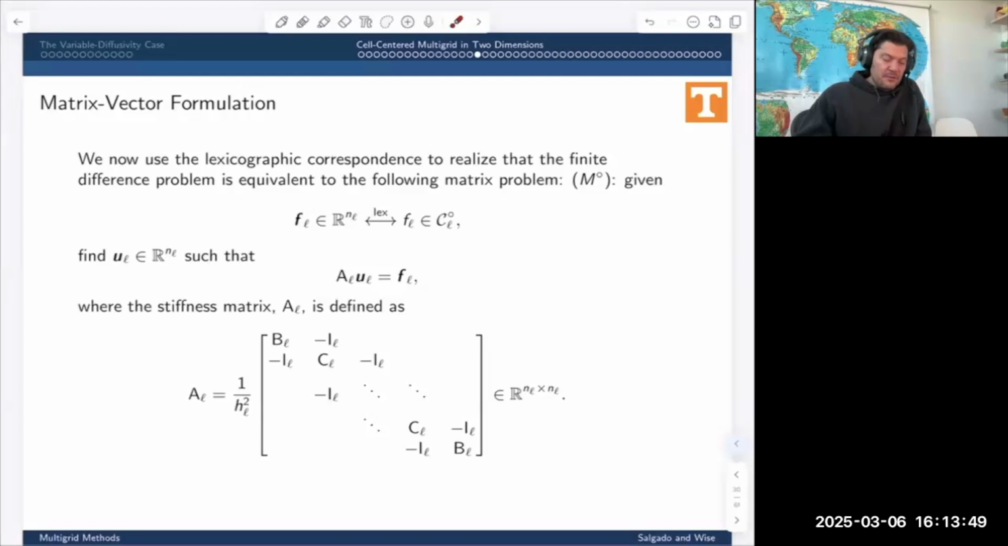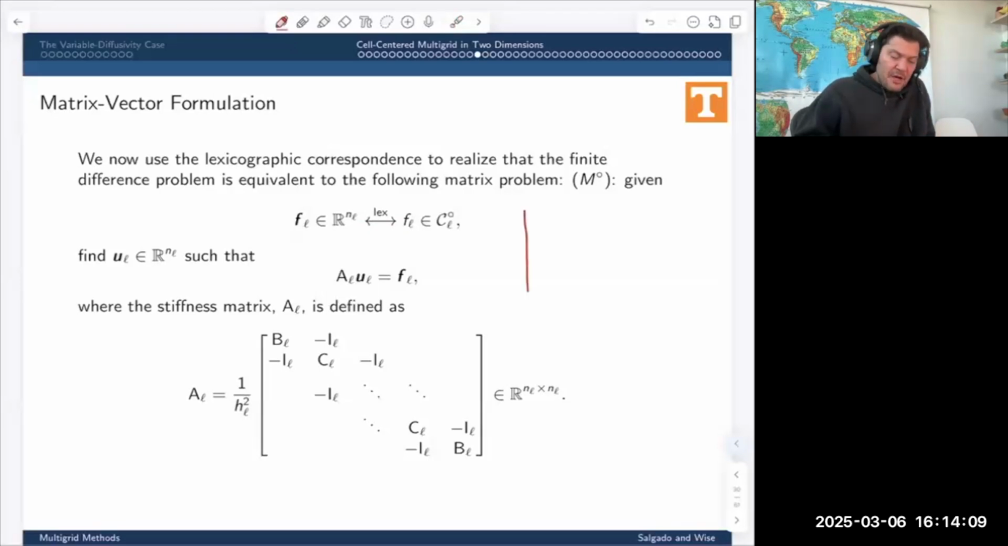I need to take F and map that into a vector, and I'm going to use the lexicographic way of counting to do that. And so that's what this symbol means: use the lexicographic ordering to do that.